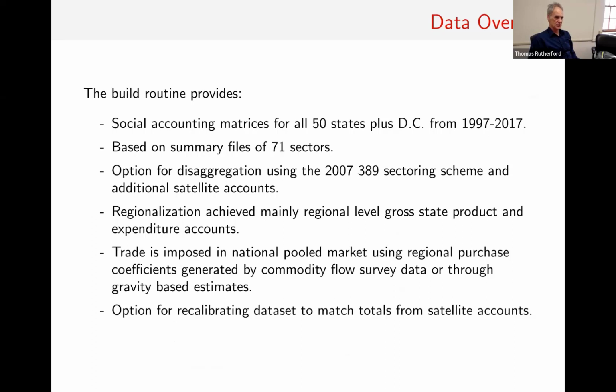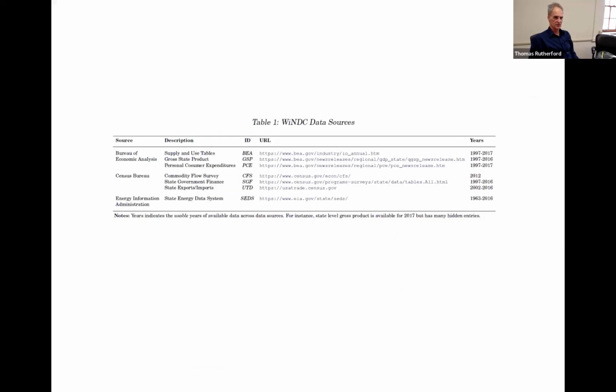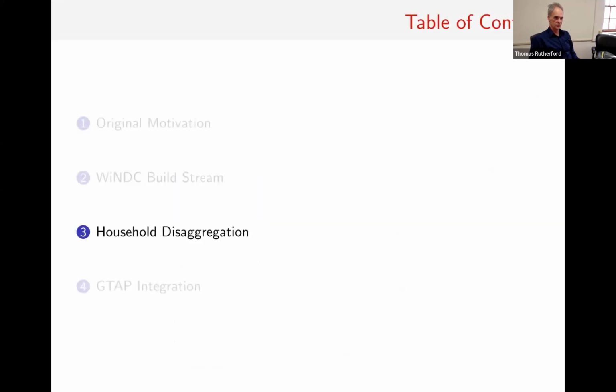So that's the build routine. The core build routine produces this stuff from 1997 to 2017, 71 sectors, several different things. So that gives our data sources and so forth.